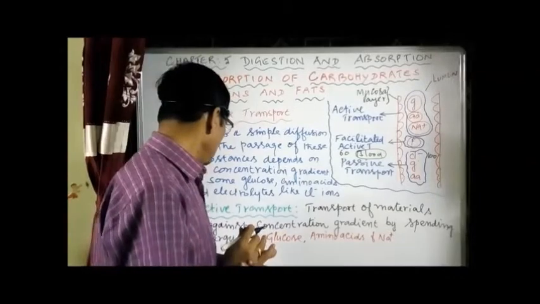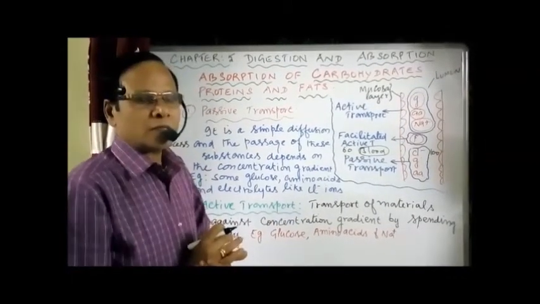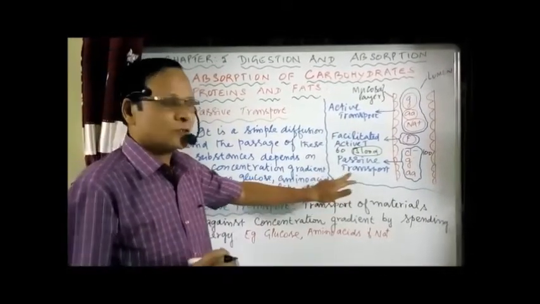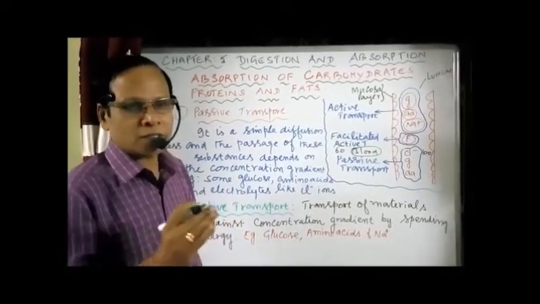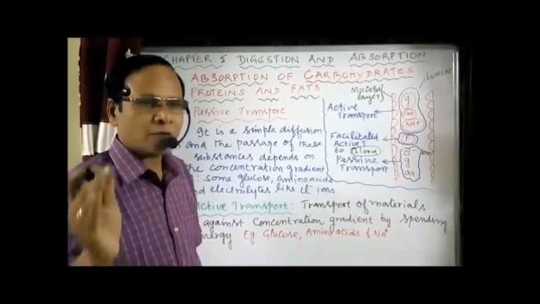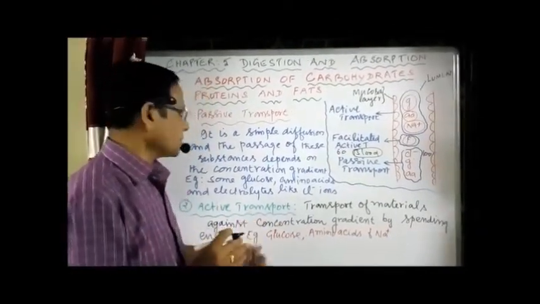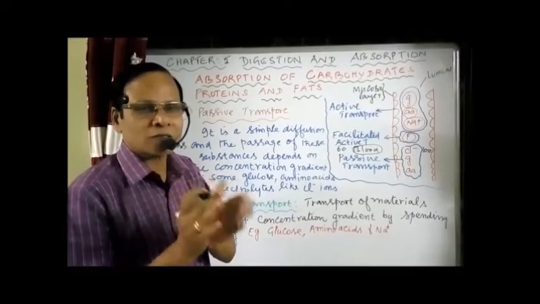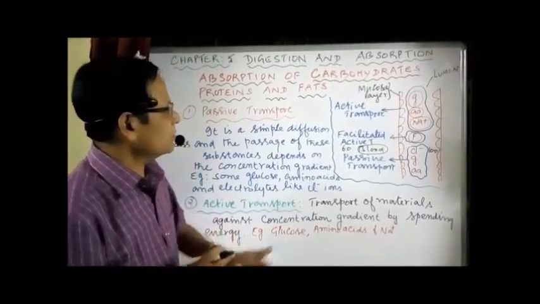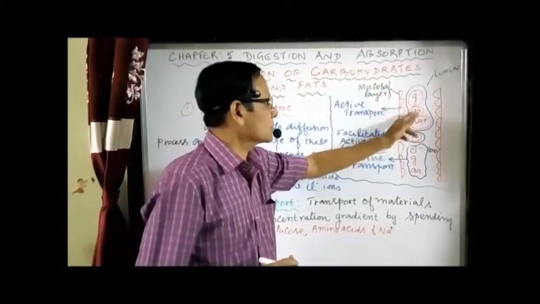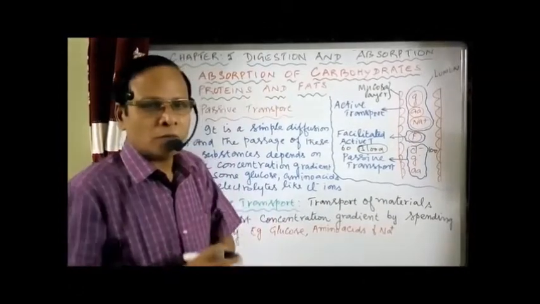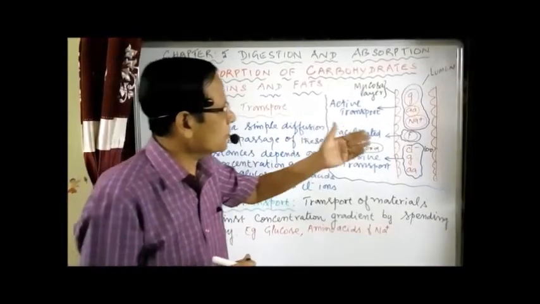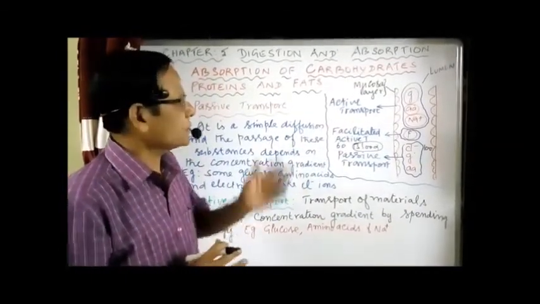Now the next one, active transport: the transport of materials against the concentration gradient. In passive transport, movement is along the concentration gradient, that is, from higher to lower. But in the case of active transport, the transport of materials normally occurs against the concentration gradient. For example, glucose, amino acids, and sodium ions. A major amount of glucose, a major amount of amino acids, and completely sodium ions are transported by active transport.